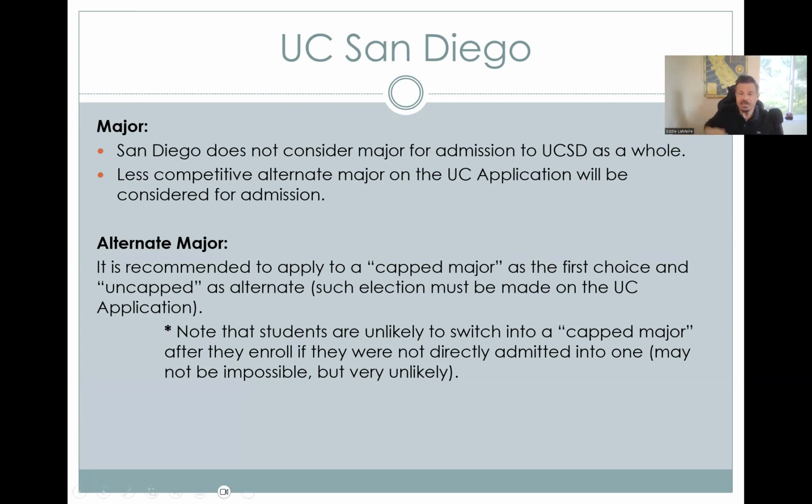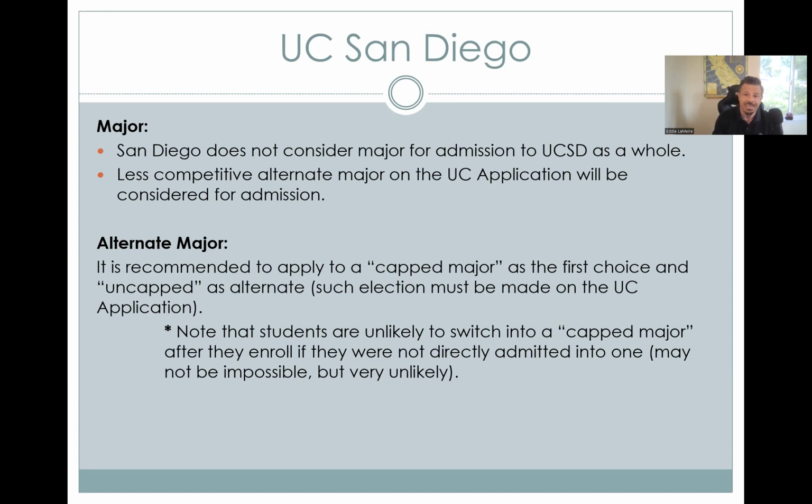To get into San Diego as a whole, the major doesn't matter, but in order to get into the major that you want to, you better indicate it as a freshman, because transferring into what are called impacted majors at San Diego, capped majors, is super duper hard. San Diego doesn't consider majors for UCSD as a whole. But all the popular majors are hard to get into.